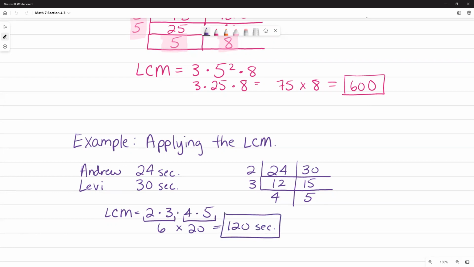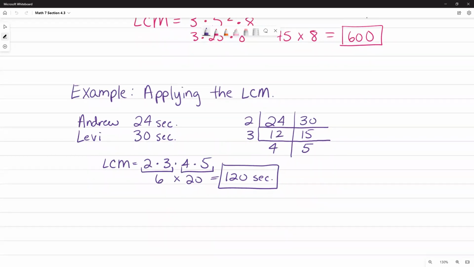So you can see how that combined tree, the factor ladder, excuse me, I never ever used it unless I was comparing two numbers. And then the combined ladder actually made a lot more sense. Okay. All right, so it's going to take 120 seconds for Andrew to lap Levi.